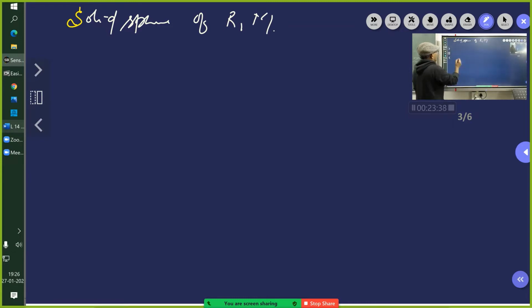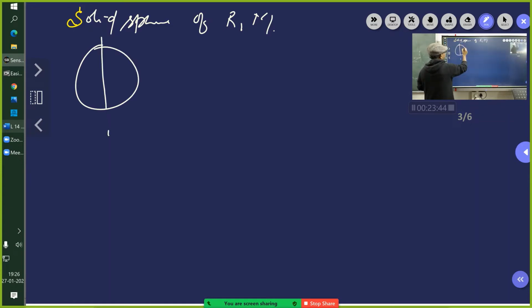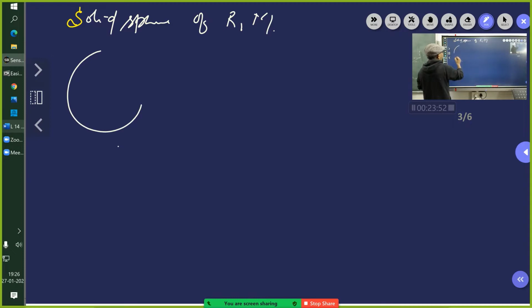Solid sphere of radius r, mass m. Okay? So, here we will have to calculate again, the sphere, and this is the axis, and we will again go for it. Those of you who are very confident to do it, please do it on your own. Those of you who are not confident, then you follow me. Those of you who are very confident, you do it. Others, follow what I am doing.